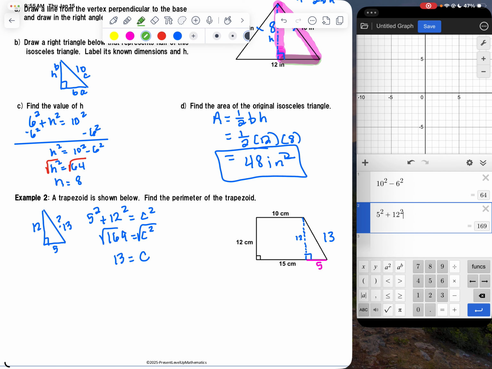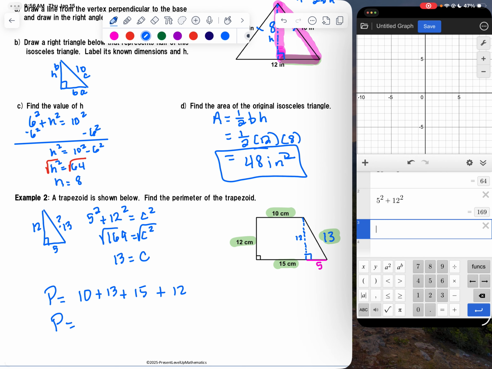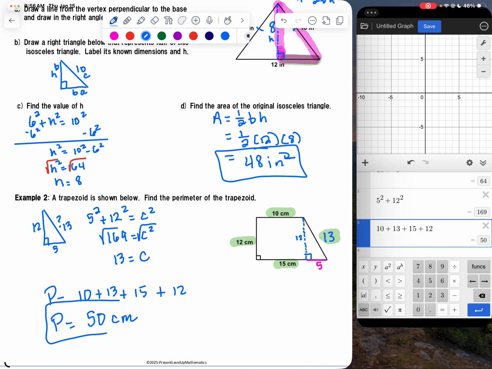Now, to get the perimeter, I simply add up all 4 sides. So the perimeter would be 10 plus 13 plus 15 plus 12. So 50 centimeters.